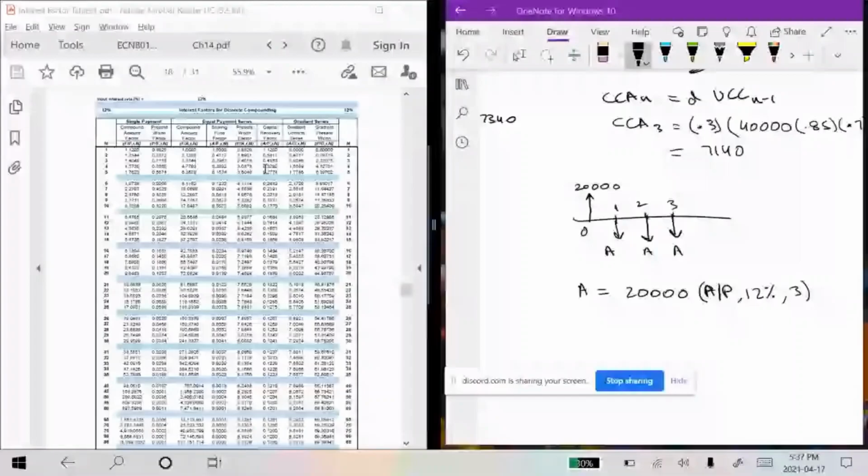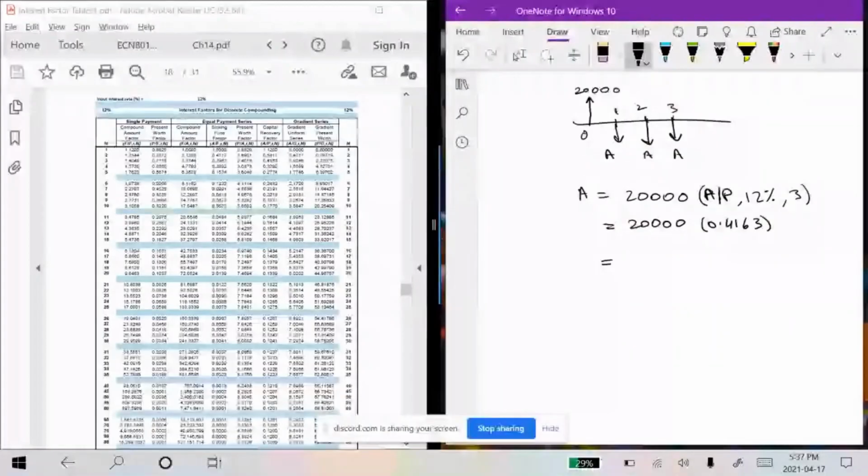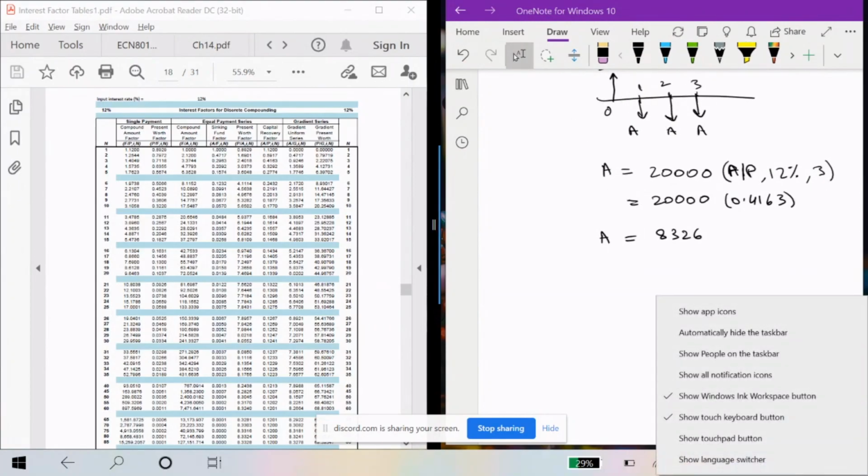So A equals 20,000 times 0.4163. You just multiply this and you get 8,326. Okay, that is the A value. Now we need to find the interest payment in each period and the principal payment.